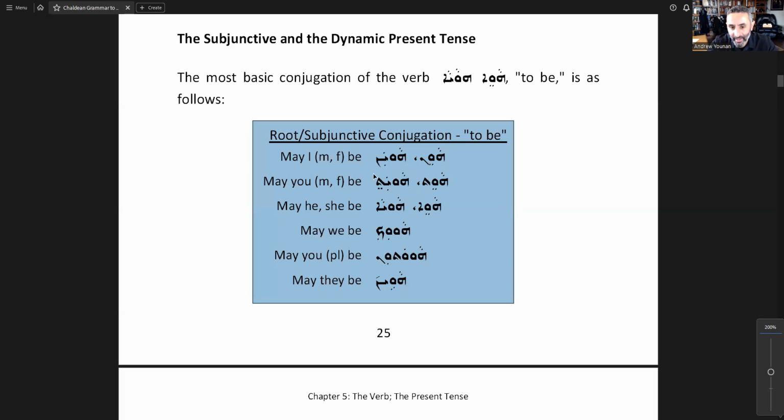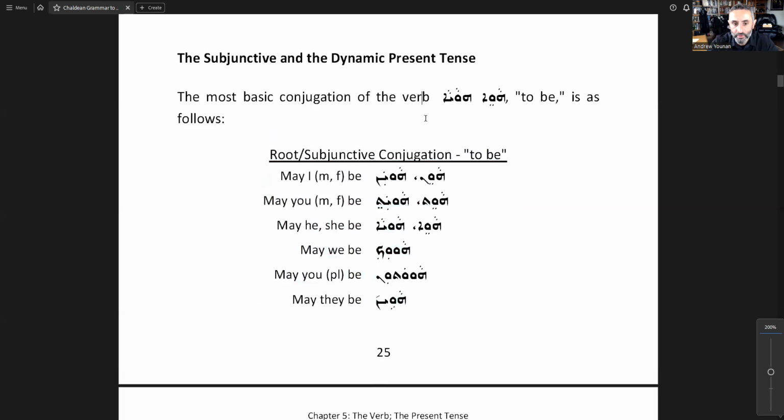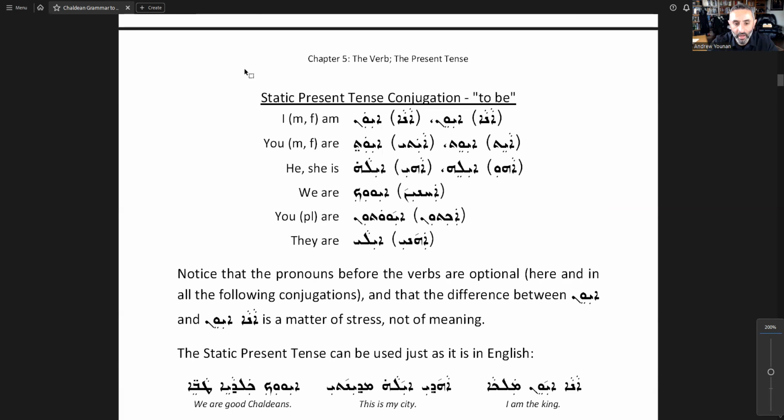these patterns and endings, like for example, the noon at the end of may I be, and the tau at the end of you, these patterns are going to be consistent for many, many verbs. So what you're memorizing now isn't just for this one verb, and it's also not just for this one conjugation. It's going to apply a lot. So the better you memorize this, the easier your time you're going to have later on as you're learning the language. Okay?